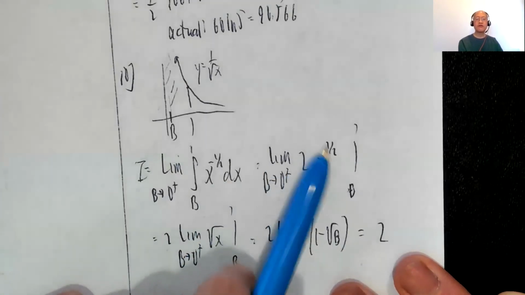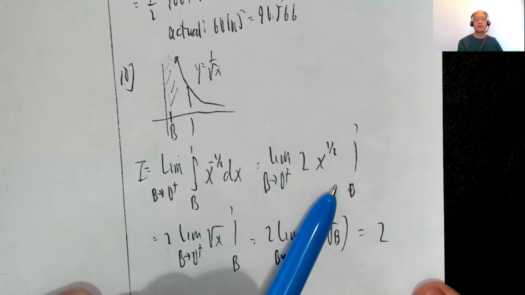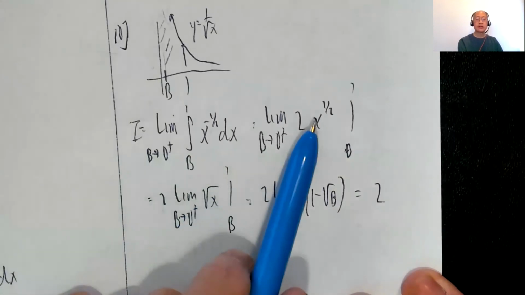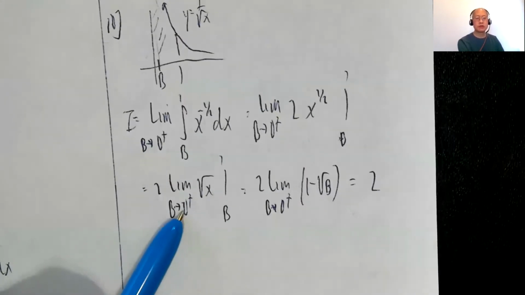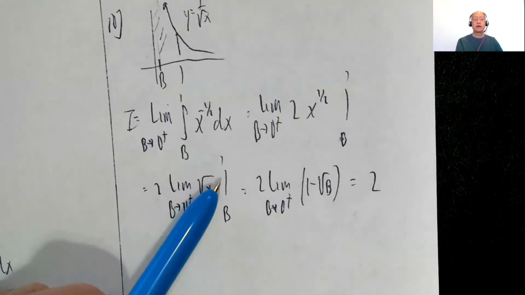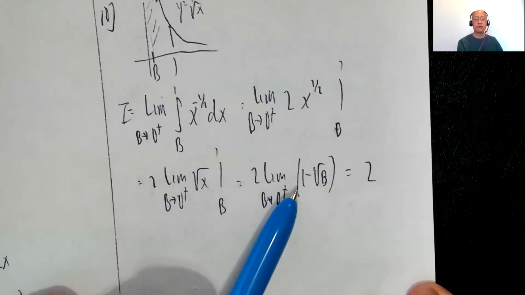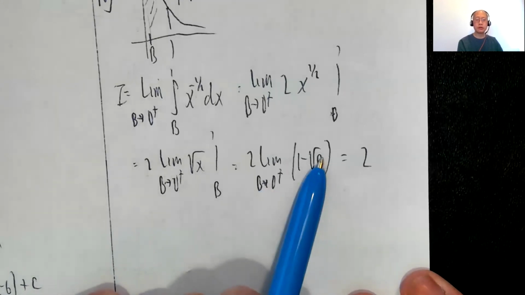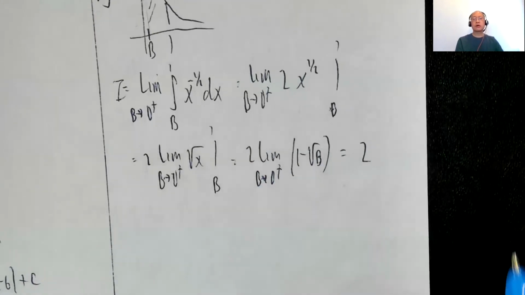which is the limit as b approaches 0 of x to the 1/2 divided by 1/2, which means times 2, from 0 to 1. Take out the 2. x to the half means square root. Limit as b approaches 0 from the right of radical x from b to 1. Plug in 1, I get 1. Plug in b, I get radical b. And when b approaches 0 from the right, this approaches 0. So I have 2 times 1. So the answer comes out to be 2.